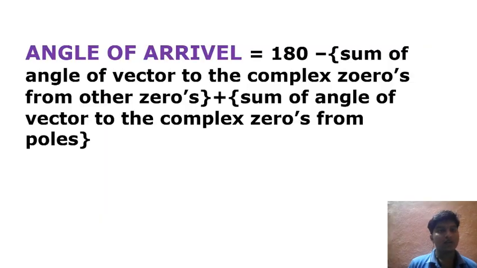And the angle of arrival is equal to 180 minus the sum of angles of vectors to the complex zero from other zeros plus the sum of angles of vectors to the complex zero from poles. By using this formula we can find the angle of arrival. And this is all about the procedure for constructing the root locus: the steps for construction and also the formulas for constructing the root locus.